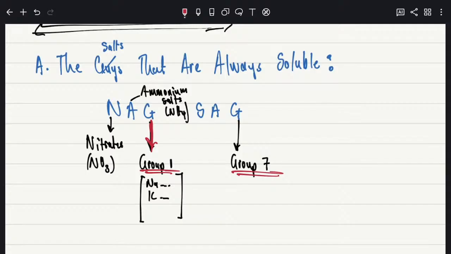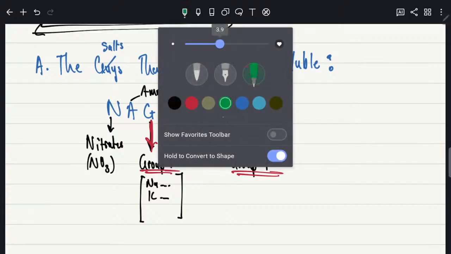A compound that has sodium in it is soluble. A compound that has chlorine in it is soluble. A compound that has NO3 in it is soluble. A compound that has NH4 in it is also soluble. And here this S represents sulfates. Sulfates are always soluble as well. SO4 2 minus. If you see anything which is SO4, then it's soluble.